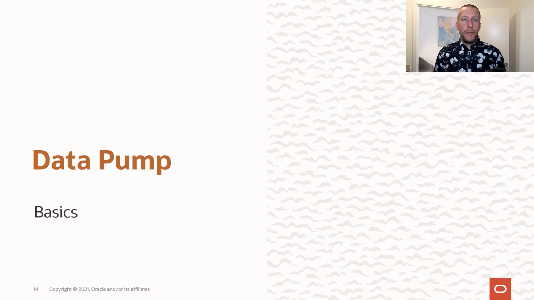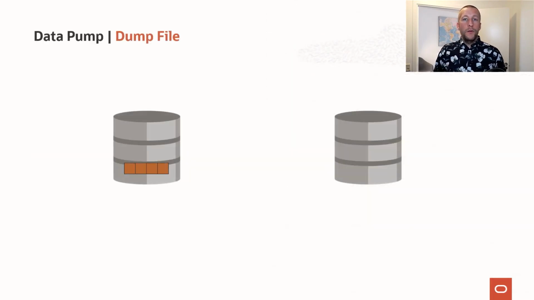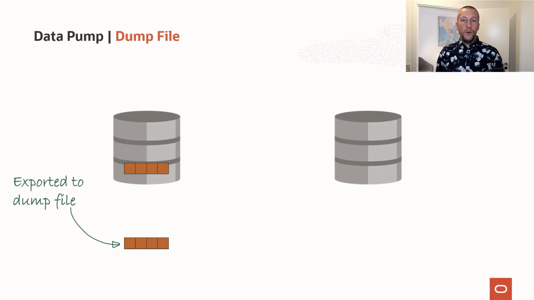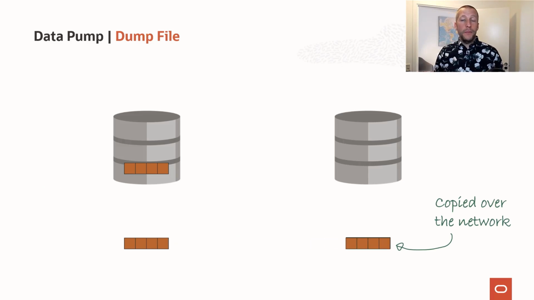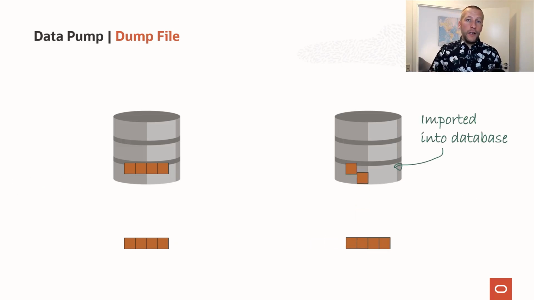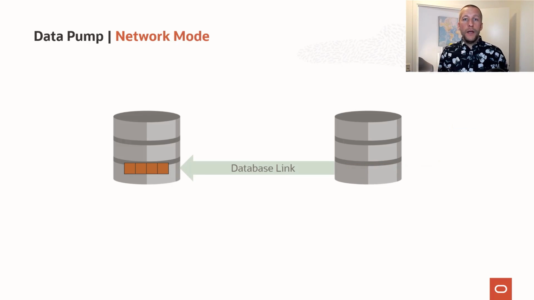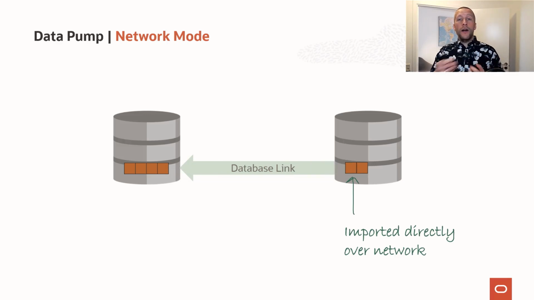So let's discuss the basics about Data Pump. The default way of using Data Pump is to use it in dump file mode. When you do that, you export the data from the source database and put it into a dump file. You can then transfer the dump file over the network to your target database and then import from the dump file into the database. In contrast to that, you can use Data Pump in network mode. When you do that, you simply invoke import on the target database directly. It'll connect to the source database and load all the data via the network link and put it into the target database.